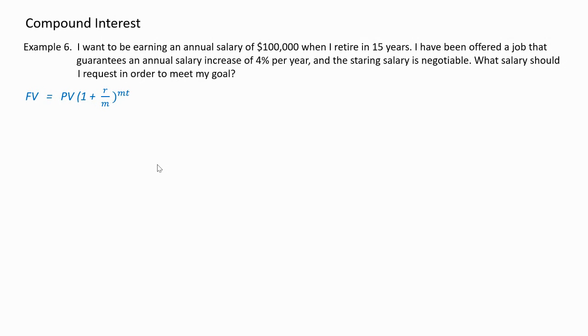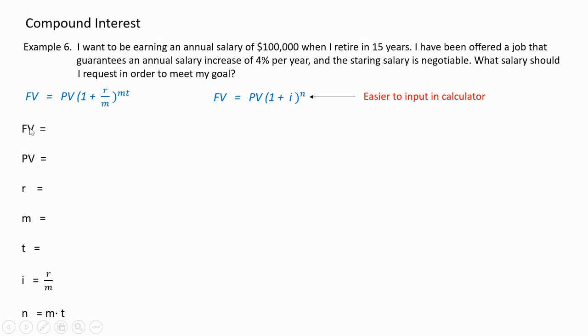Okay, so let's put the formula, guys. Again, we're going to use the formula on the right, where I like to use the I instead of R over M, and N instead of M times T. Like I said, there are 7 things, and there's always going to be one unknown. In this case, I want to be earning an annual salary of 100,000. This is the future value. I want this in 15 years, so we're looking for the present value, because that's how much I want to be earning.